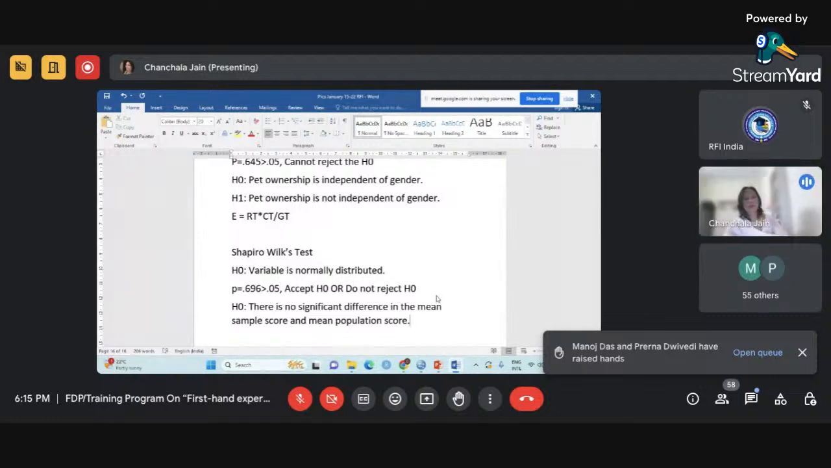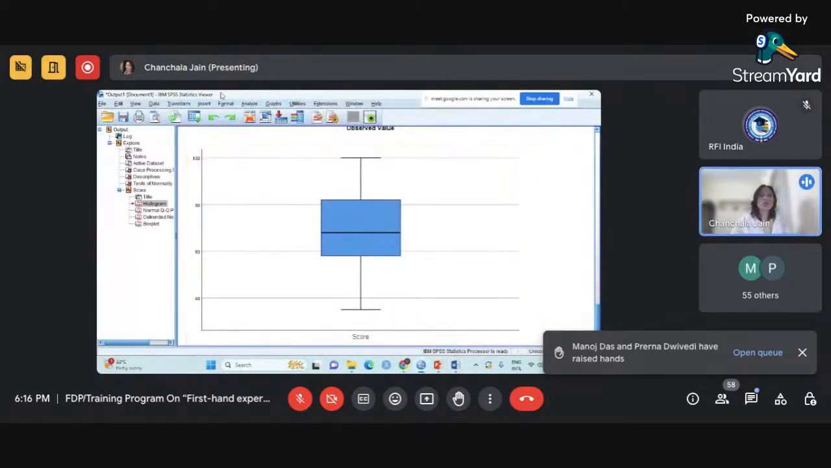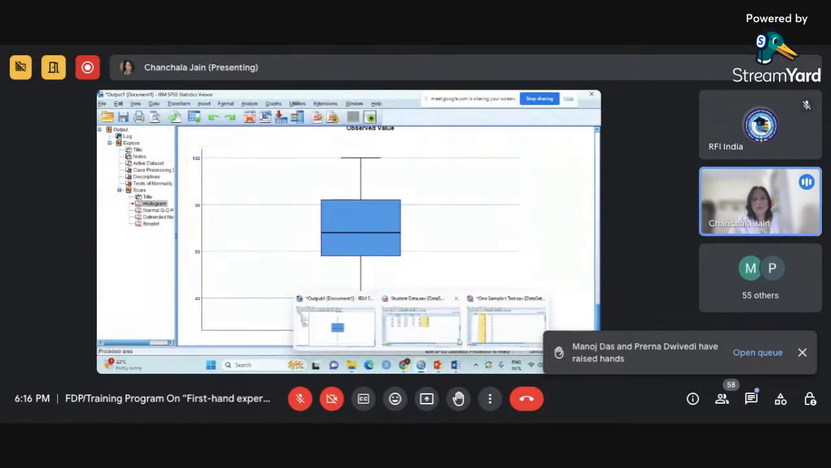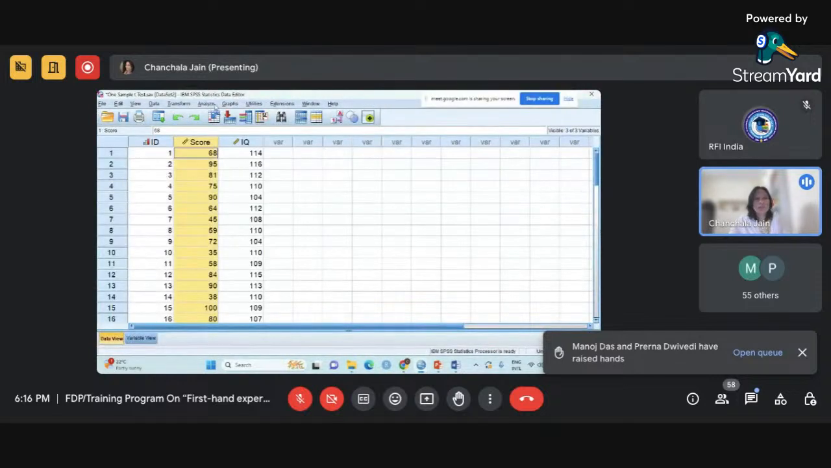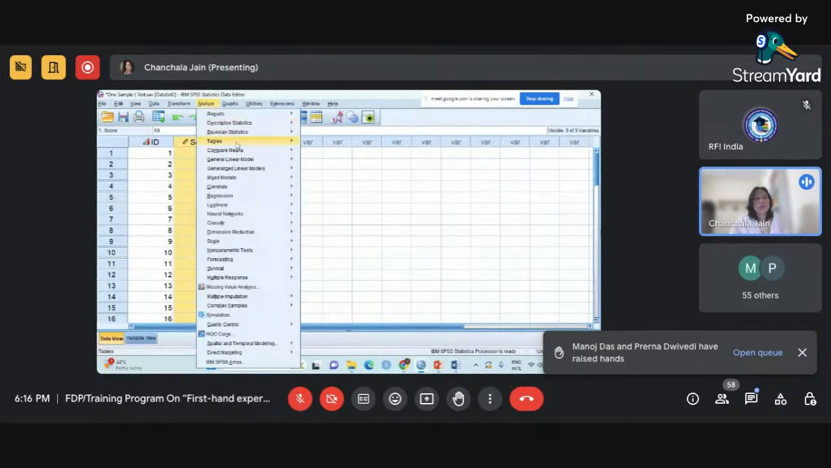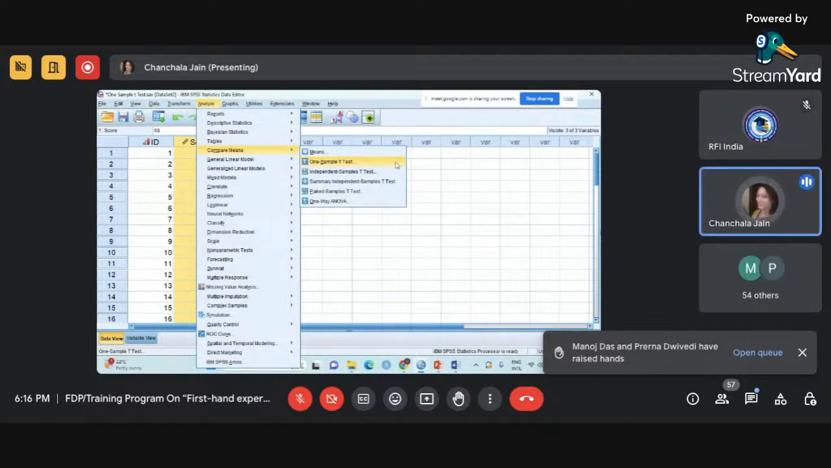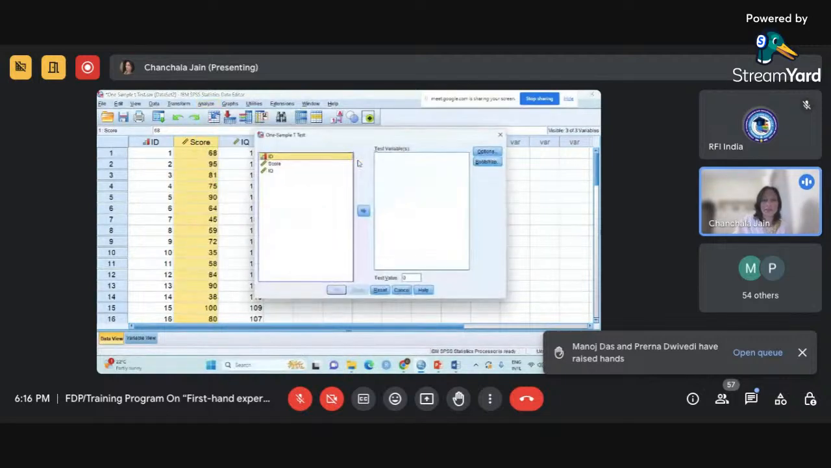Moving ahead, talking about how to perform the one sample t-test, you need to go to the Analyze menu. You can select Compare Means, and then here you can select One-Sample T-Test. So this is the process of reaching the one sample t-test in SPSS. I hope you have found it. Yes, ma'am.